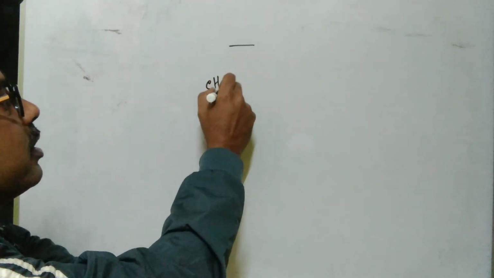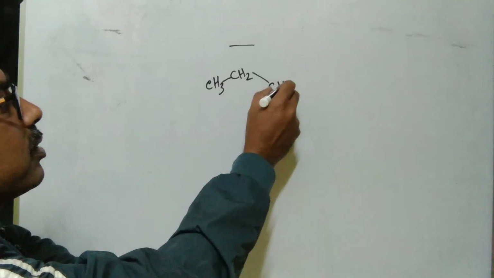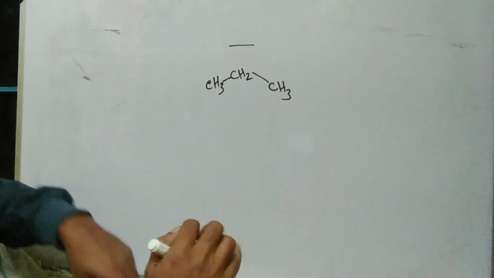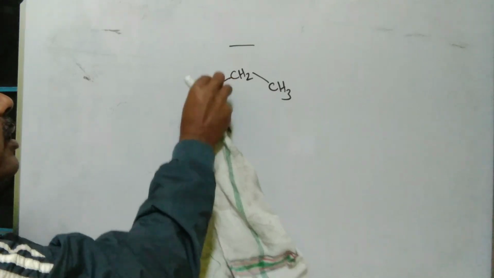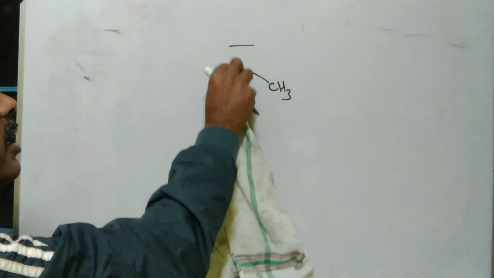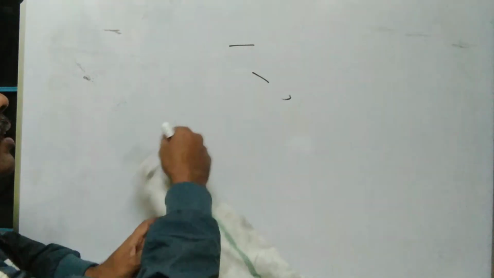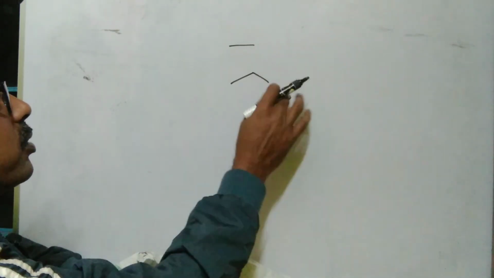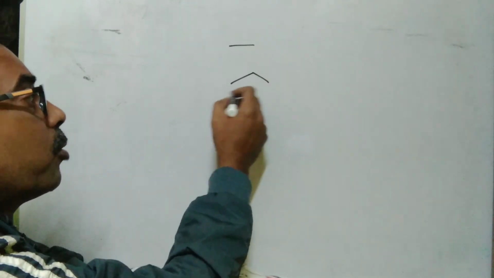Now if we write CH3 single bond CH2 single bond CH3, this is propane. And where carbon and hydrogen atoms are not shown, what will be the bond line formula of propane? It will be just like this, this bond is extended. So this is propane.